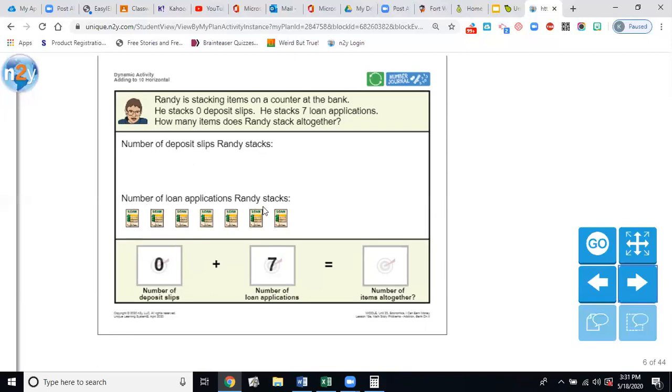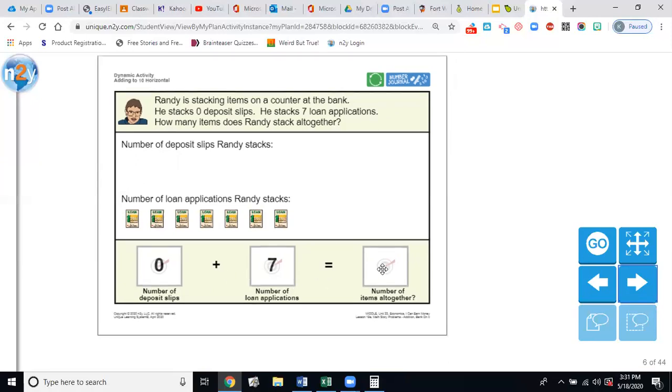Number of loan applications Randy stacks, 7 loan applications. So we have nothing to count up here. So they put the 0 for number of deposit slips plus 7 number of loan applications. So let's just go ahead and count the number of loan applications. 1, 2, 3, 4, 5, 6, 7. Because 0 plus 7 equals 7.